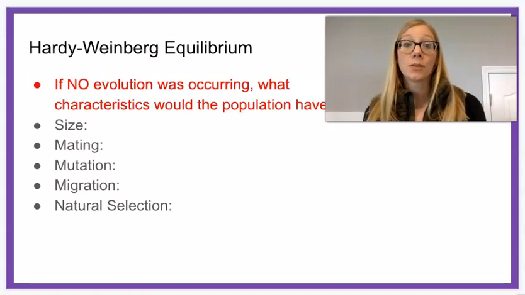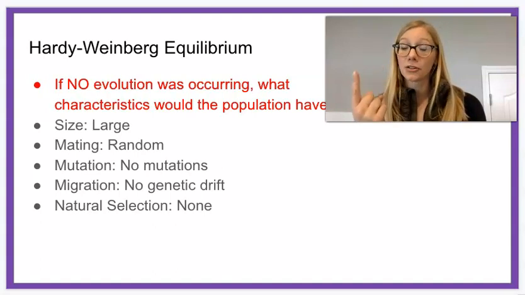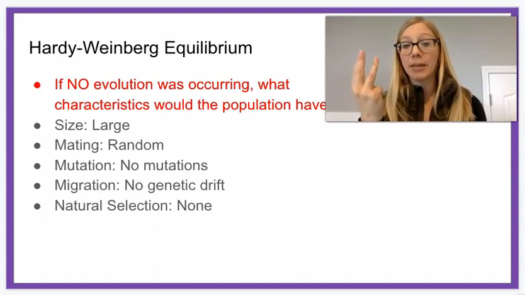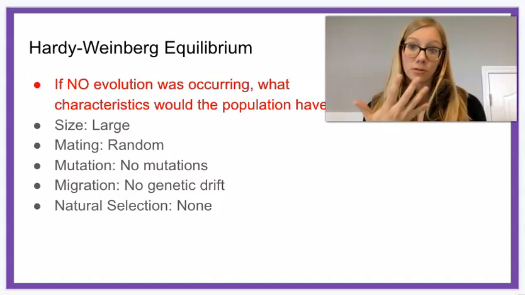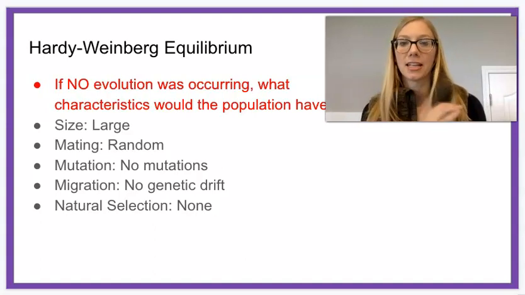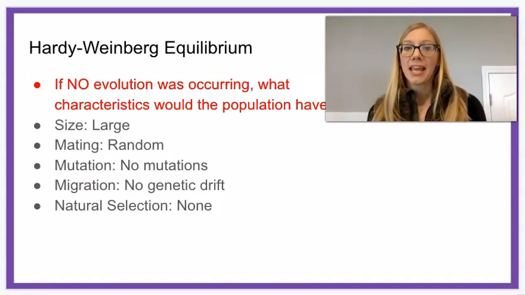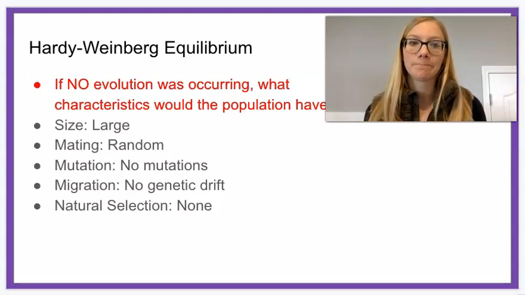So here's what a population would have to look like if no evolution is happening. Has to be large, right? No genetic drift. Has to have totally random mating. Has to have no mutations that happen. Has to have no genetic drift and no natural selection or selection of any kind in order to be in equilibrium or be unchanging. And again, we said that's actually not super likely.